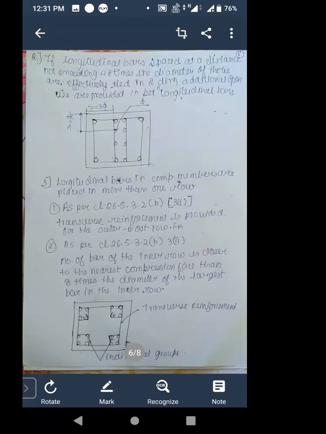you can see in the diagram, the number of rows are more. Then as per clause 26.5.3.2(b)(2), whatever the number of bars, you have to provide separate transverse reinforcement to the inner row, so that it is nearest to the compression face, within three times the diameter of the largest bar in the inner row.